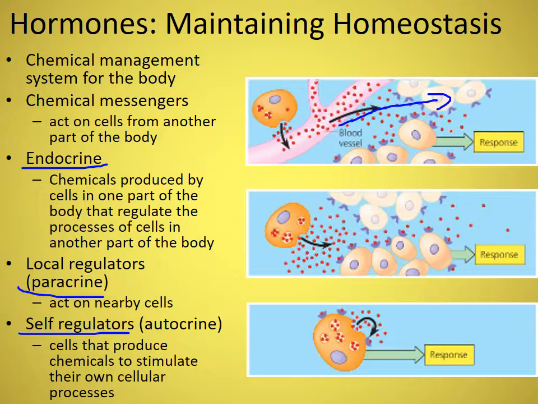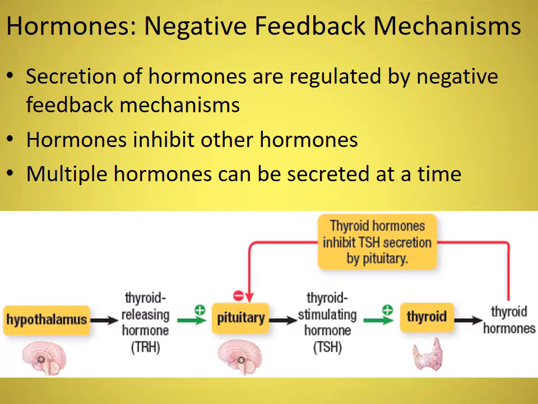We see paracrine. Paracrine hormones act on nearby cells, so they don't travel through the bloodstream. They just act on nearby cells, maybe tissues as well. And then self-regulators, which is autocrine. These are cells that will secrete hormones that will act specifically on themselves. So this will be a test question. You need to know this information.